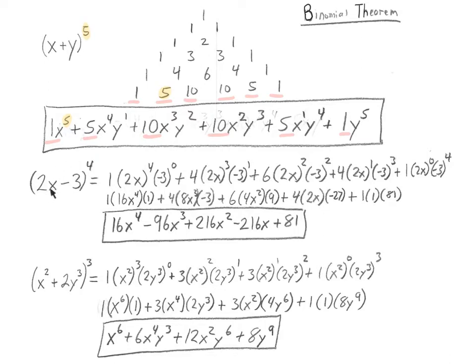So to do this problem, I have a 4th power. Do you see how now we're going to go down here to the 4? All right, so I'm going to use a 4 here because of the 4th power. And aren't I going to use these numbers now? Do you see them right there? 1, 4, 6, 4, 1.